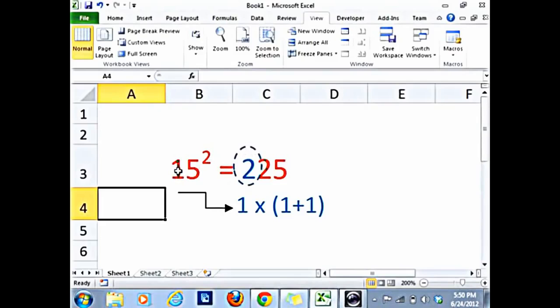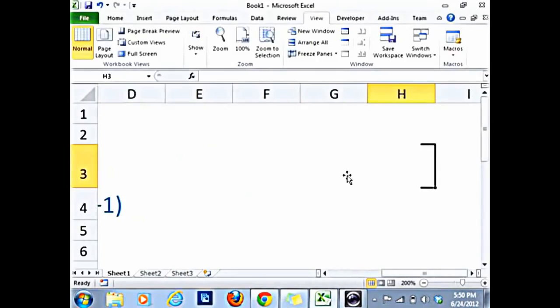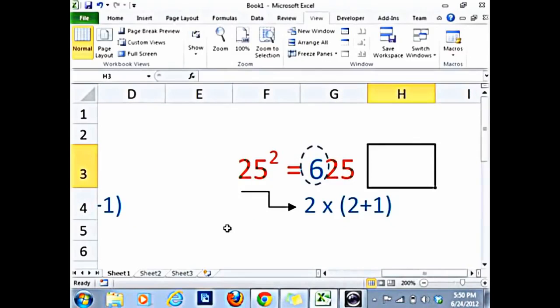Again, what I did is that I have 1 in the first place. So I multiply 1 by 2 and put 2 here and then add 25 in the end. Similarly, if I have 25, then again put 25 in the end and then multiply 2 by 3. So 2 multiplied by its increment 3, and I get 6, so it's 625.